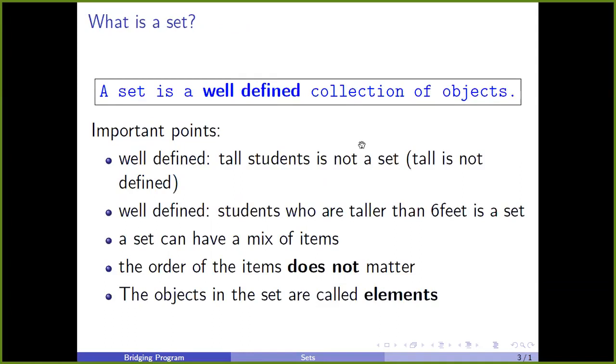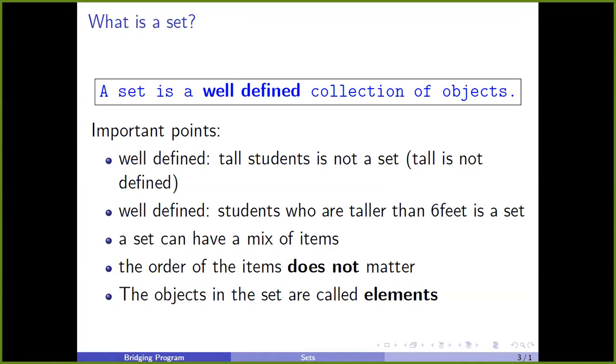So what is a set? Well, a set is a well-defined collection of objects. This word well-defined is very important here. It has to be well-defined. You have to be able to identify the items in your set without any confusion. For example, if I say a set of tall students, that's not really a set in a mathematical sense. But if I say students who are taller than, say, 5 feet to 6 feet, then that is a proper set because I can identify them and categorize them into that set.